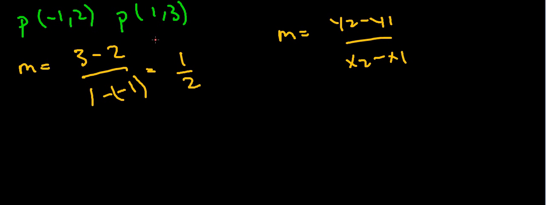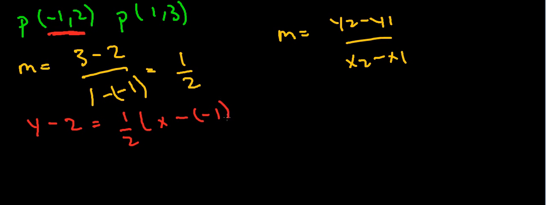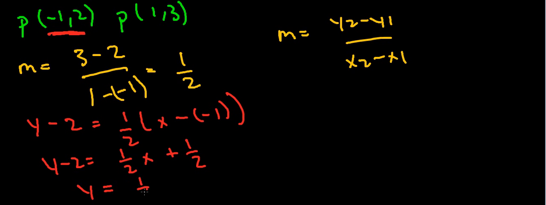But I'll do both of them, I guess, just in case you don't believe me. I'll show you that they give us the same thing. So for our first one, y minus y1, which is 2, is equal to 1/2 times x minus x1, which is negative 1. y minus 2 is equal to 1/2 x plus 1/2. Add 2 to both sides. That leaves us y is equal to 1/2 x plus 5/2.